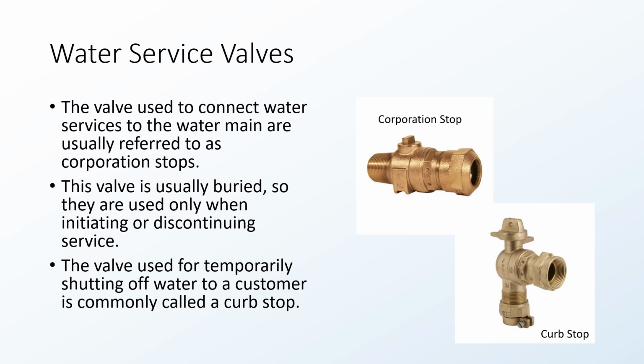The valve on the bottom right there can be called a curb stop. I've always called it an angle stop due to its angle formation. And these are the valves that you're going to see inside of a meter box that are upstream of your meter. They're used for temporarily shutting off water to a customer for various reasons. But then also to perform maintenance on your meter, you're going to need to isolate this valve.